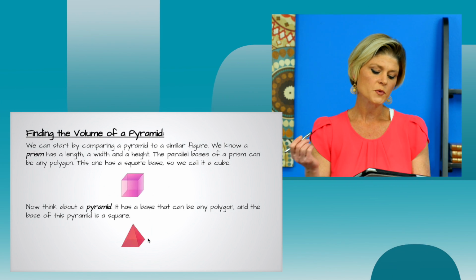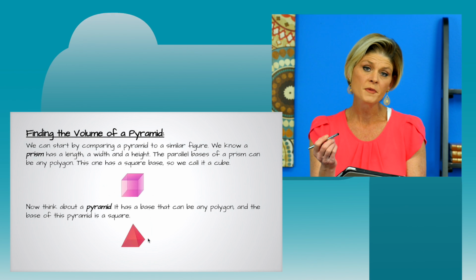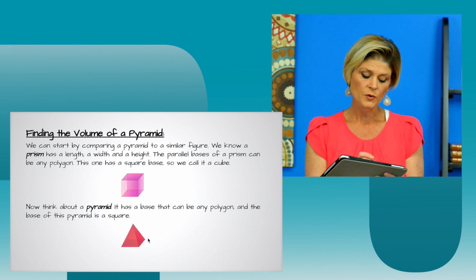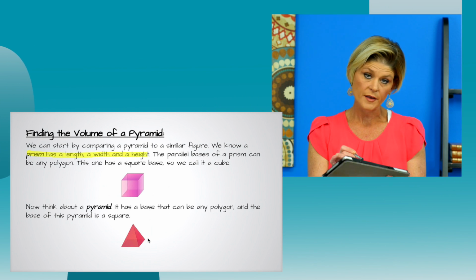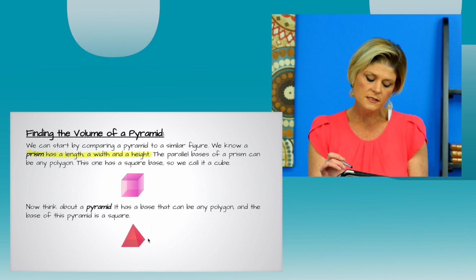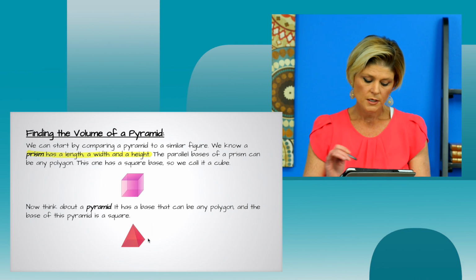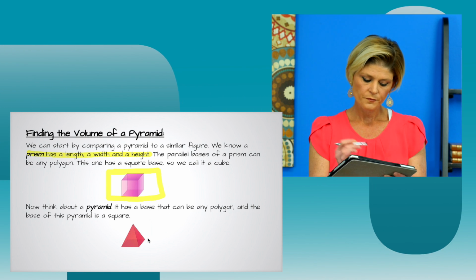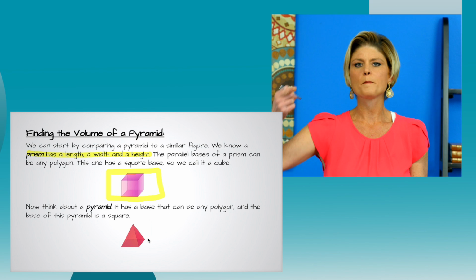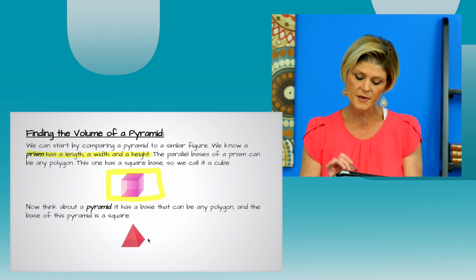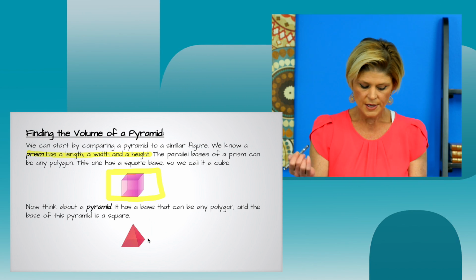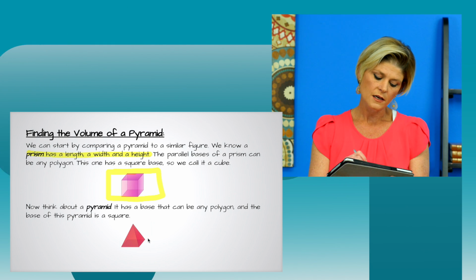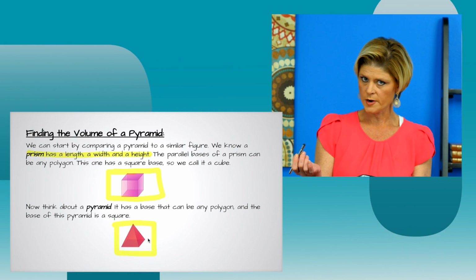So what we can do is start by comparing a pyramid to a similar figure. Now, we know that a prism has a length, a width, and a height. And the parallel bases of a prism can be any polygon. So this one has a square base, so we call it a cube. All right? Now, I want you to think about a pyramid. A pyramid has a base that can be any polygon, and the base of this pyramid is a square.